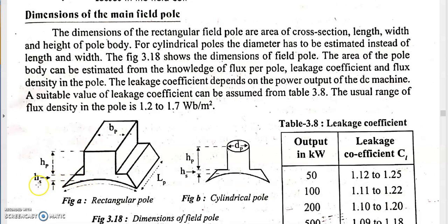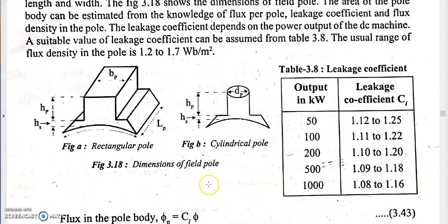S represents shoe, p represents pole. So pole and shoe, and this lp is the length of the pole, and this is the width of the pole in a rectangular pole construction. In a circular or cylindrical pole construction, dp is the diameter of the pole, and as usual there is the height of the pole and the height of the shoe.